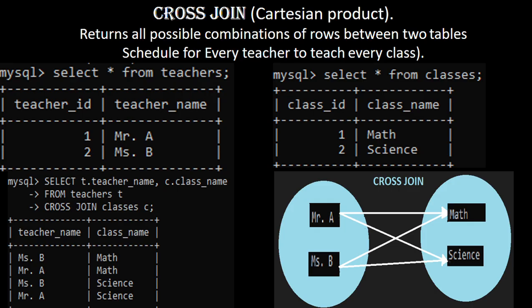Next we have cross join. Cross join is nothing but the Cartesian product of all the possible rows. So it returns all possible combinations of rows between two tables. For example, we take a teachers table and the classes table. If we want to schedule every teacher to teach every class, then we take a cross join. So we'll get all possible combinations of teachers and the classes.